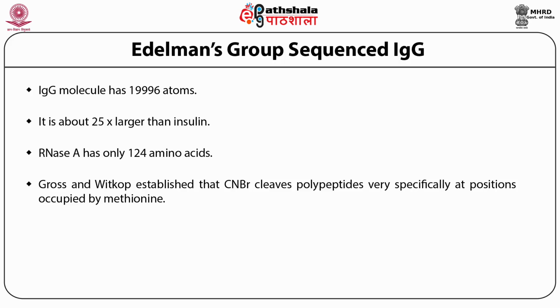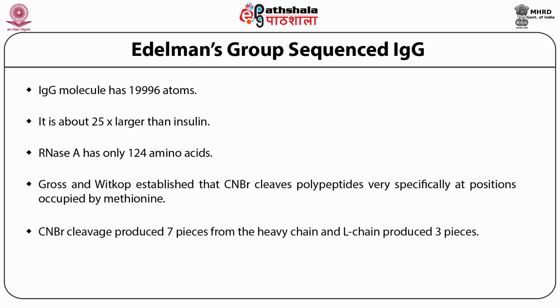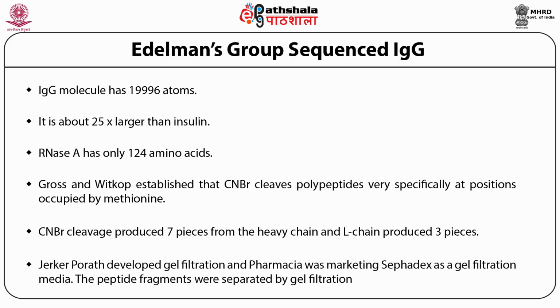It was found that cyanogen bromide cleavage produced 7 fragments from the heavy chain, and the smaller L chain produced 3 fragments. By the time Edelman's group got going on the sequencing of immunoglobulin, Jerker Porath, along with the Pharmacia group in Sweden, had developed the technique of gel filtration. Pharmacia was already marketing Sephadex as a gel filtration media. All these fragments were separated by gel filtration.